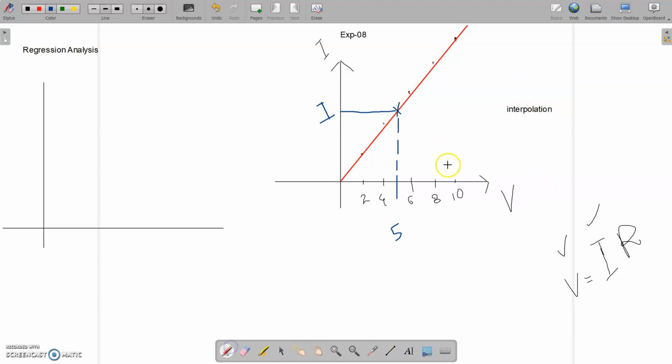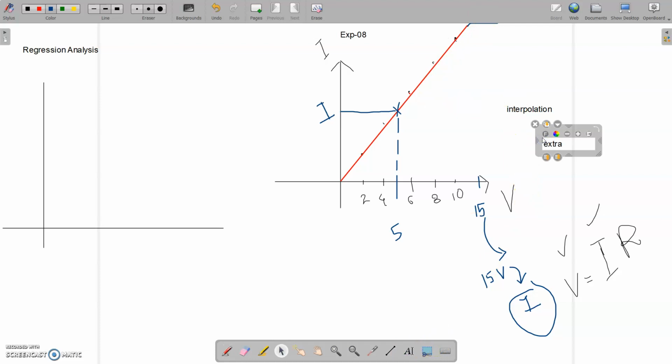Now again, say you calculated up to 10 volt, and you want to estimate what the value of the current should be for 15 volt. Again, through this line, if you extend the line outside, you can get a point here, and from that point you can estimate the current for 15 volt. What is the value of I? You can estimate it from this graph. You extend the line. This is called extrapolation.